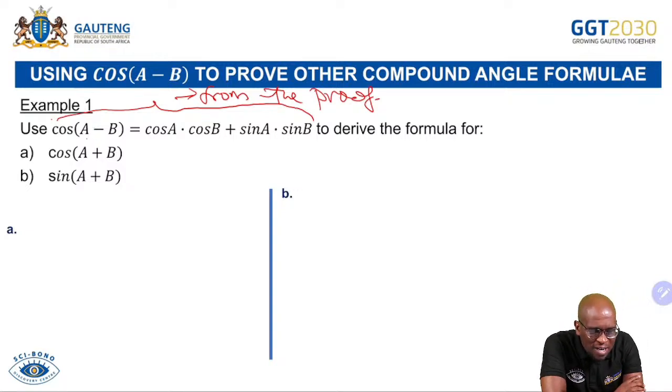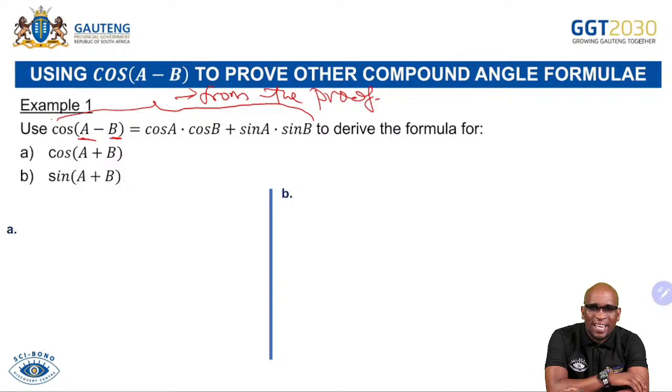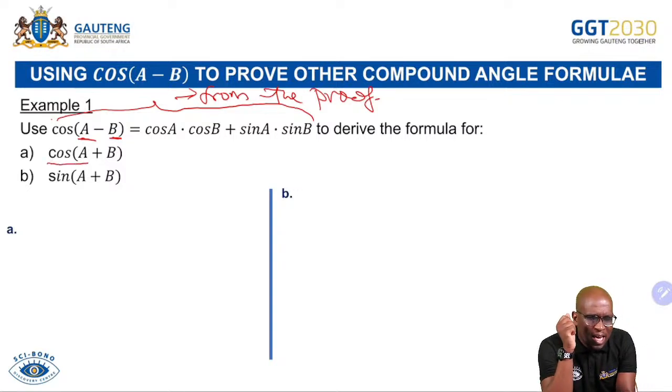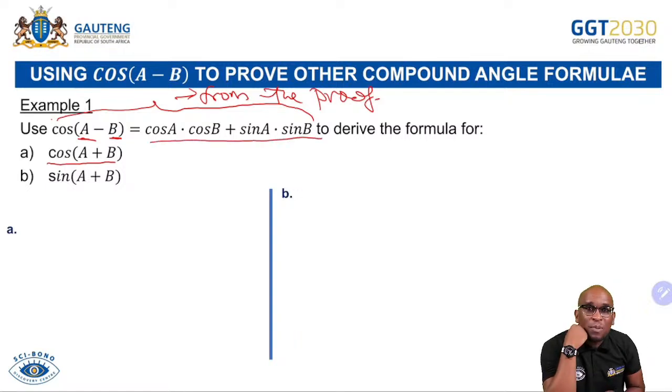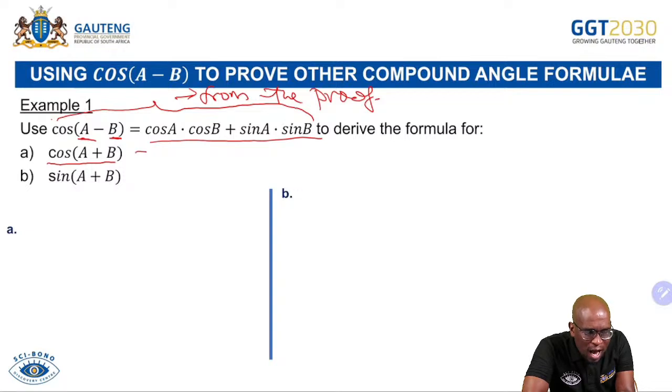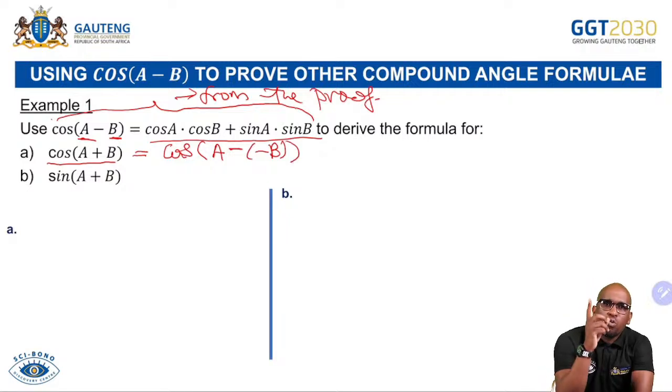So we have the first angle, subtract the second angle. So we want to write cos(A + B) as the first angle minus the second angle, so that we can use this expansion. The first thing we are to do here is let this be cos A minus what? Negative B. Because we know that negative B is a negative angle.